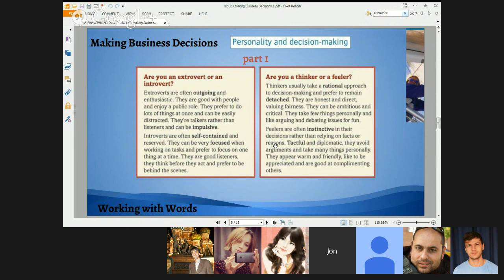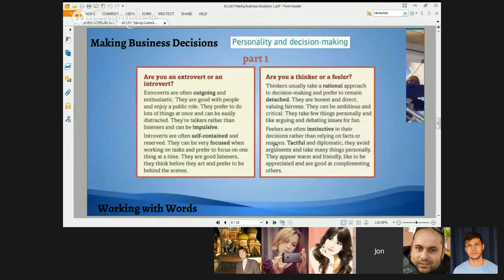Introverts are often self-contained and reserved. They can be very focused when working on tasks and prefer to focus on time. You've got to work on that. It's that difficult S, because you want to say tack, but you've got to say tasks. Tasks. I know, but you're missing the first S. You know what? If it's easier, just drop the K and just say tasks.